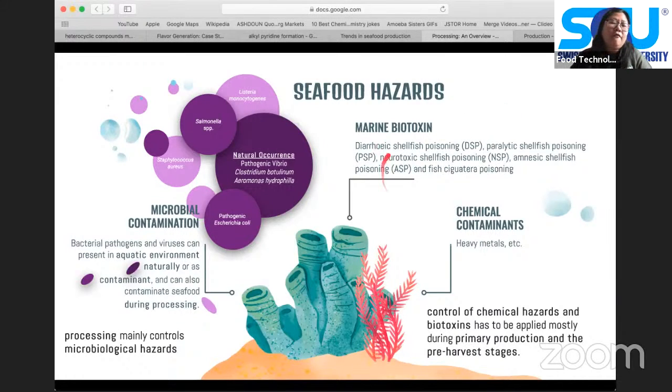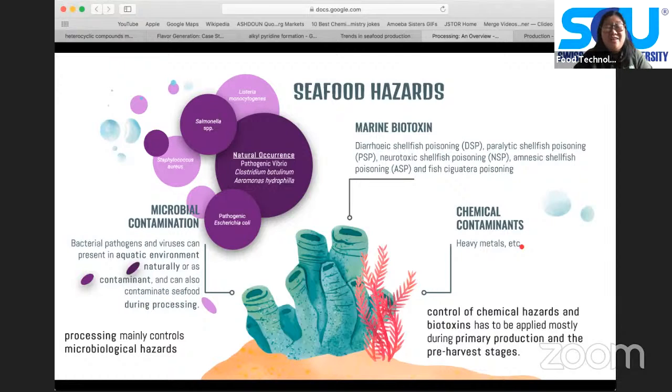Some of them have been discussed in the food chemistry class in semester 3. Most of the biotoxins here are in shellfish. Also, chemical contaminants such as heavy metals. Those are some hazards that have been pointed out in shellfish.